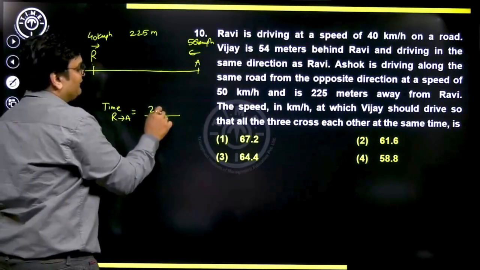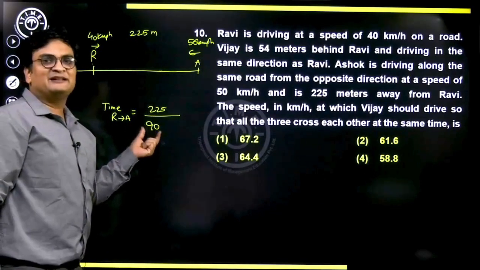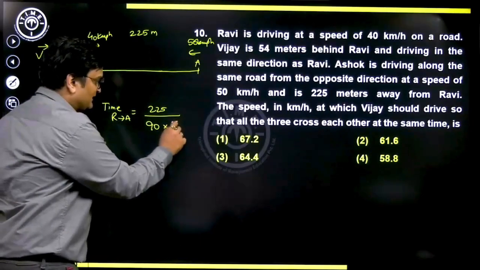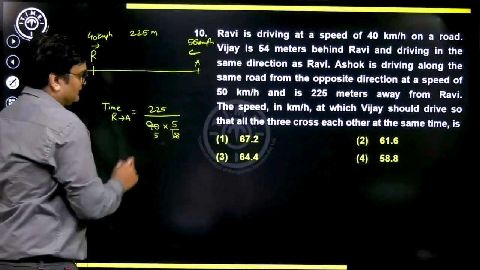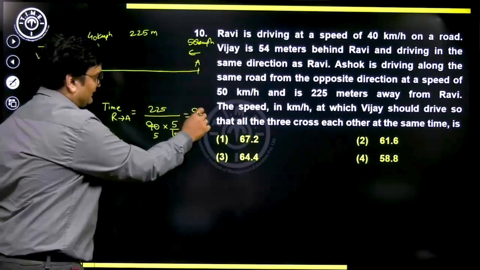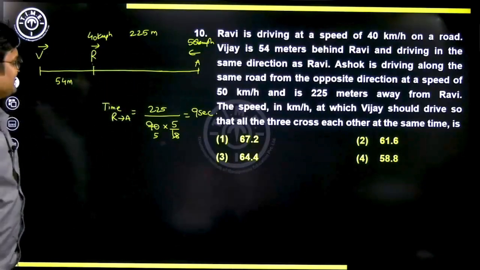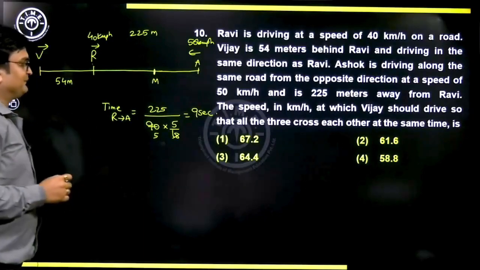Distance between them is 225 meters, and since the distance is in meters, let's convert the speed into meters per second. It will be 90 into 5 by 18. So when you do this, 18 will go 5 times. So it will give us 9 seconds. So that means Ravi and Ashok are going to meet somewhere here, suppose here, in 9 seconds.